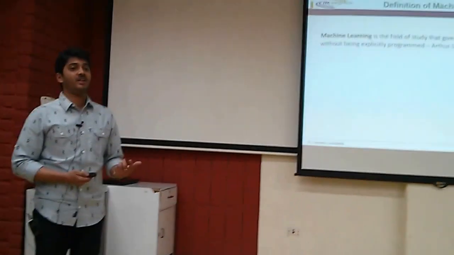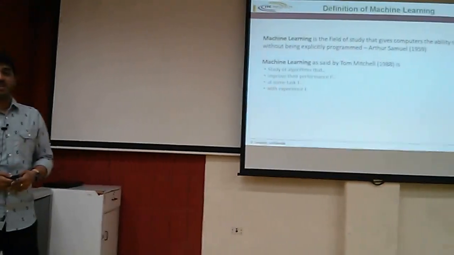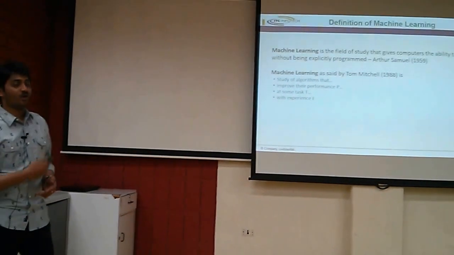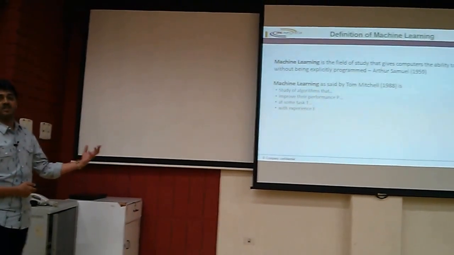And now let's look at a more formal definition. In the 1980s, there is a person by the name of Tom Mitchell. He has written a book on machine learning. He has defined machine learning the following way. It's more of a textbook kind of definition.